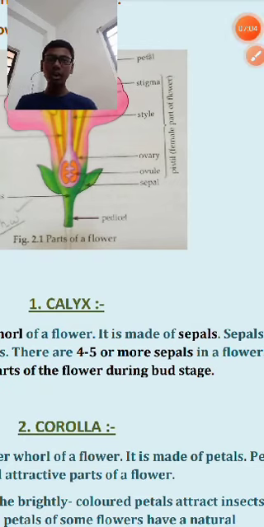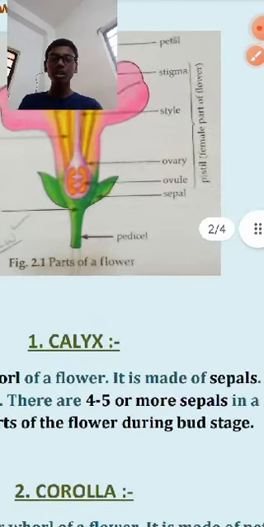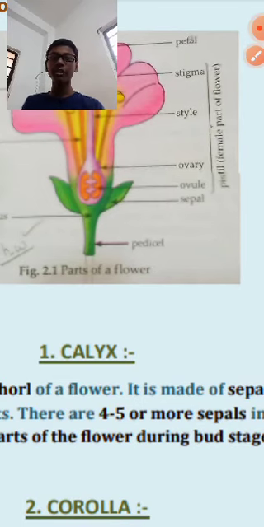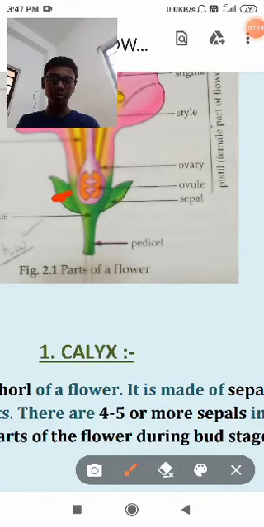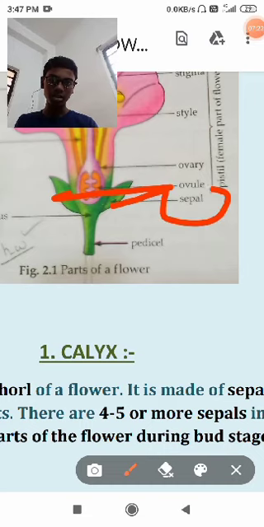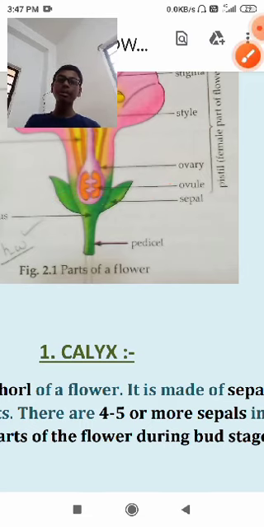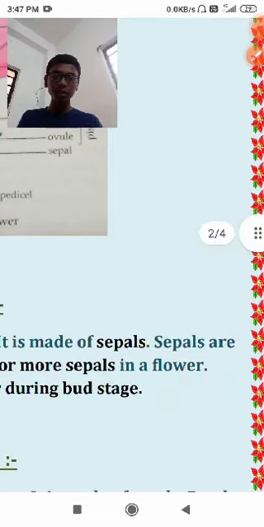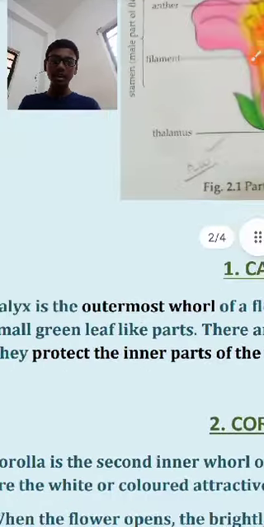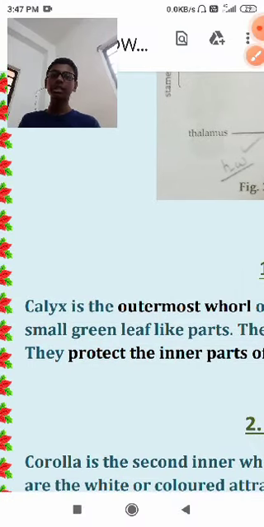Now it is written that it is made up of sepals. Now what are sepals? One question may strike your mind: what are sepals? If you refer to this diagram, you can find that these 2 are called the sepals. Sepals are small green leaf-like parts, but not the actual leaf. They are small green leaf-like parts.